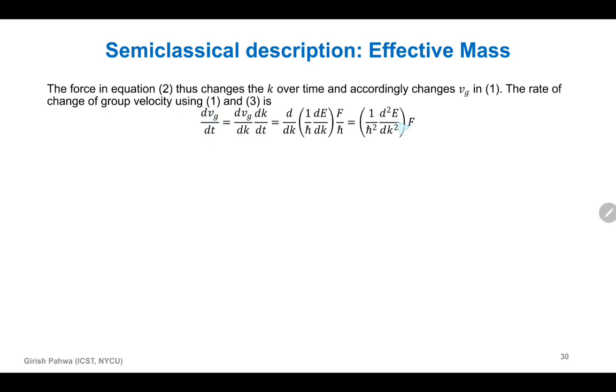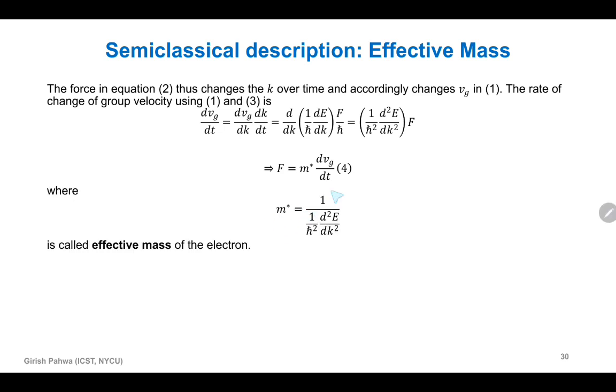Now dVg by dt is equal to something into force, or we can write force is equal to dVg by dt divided by this factor. So this will become 1 divided by this whole thing, let me call that m star. What is m star? m star is equal to 1 over (1 by h bar square d2E by dk square). This is called the effective mass of the electron.